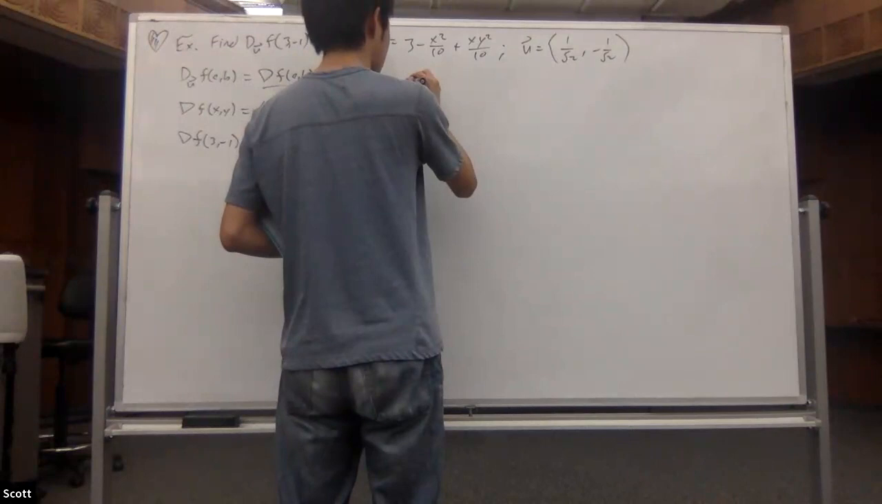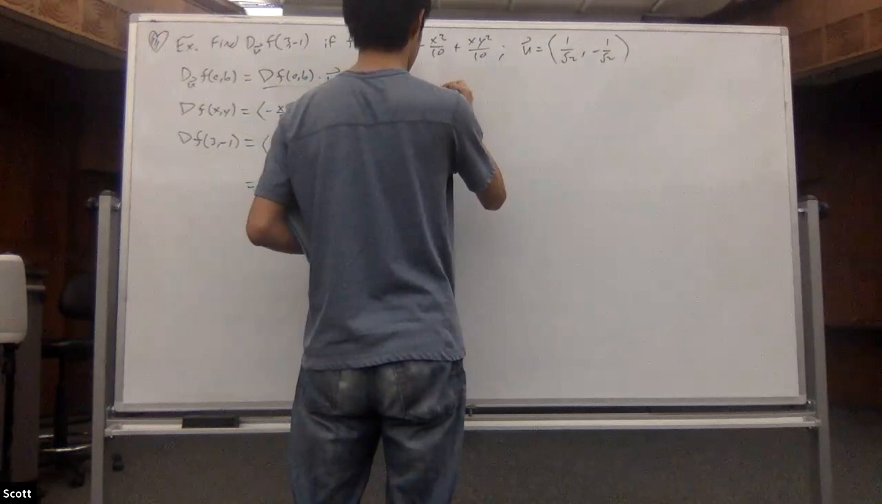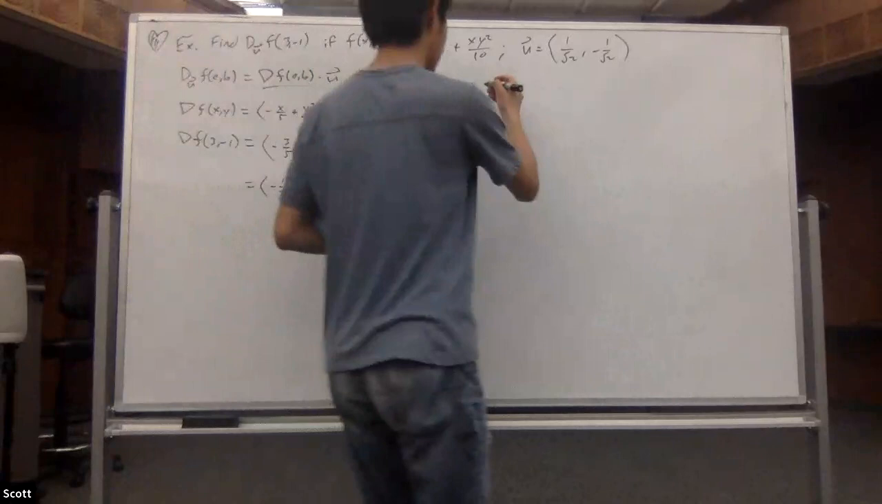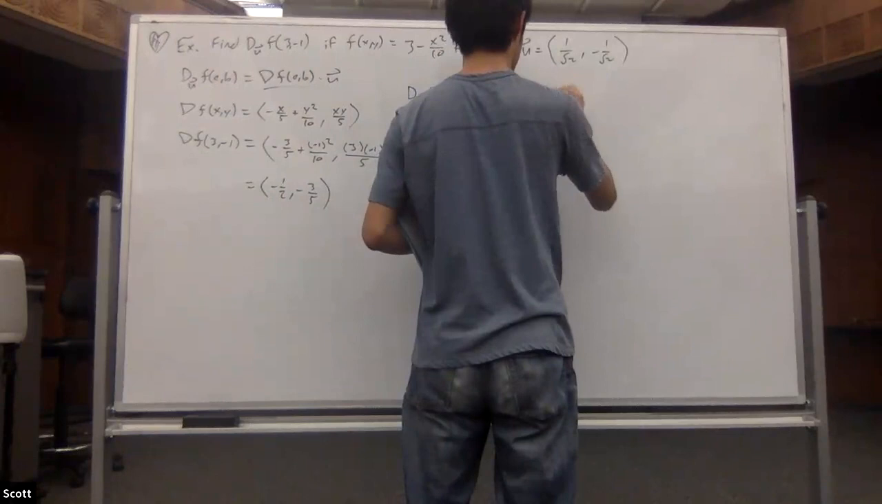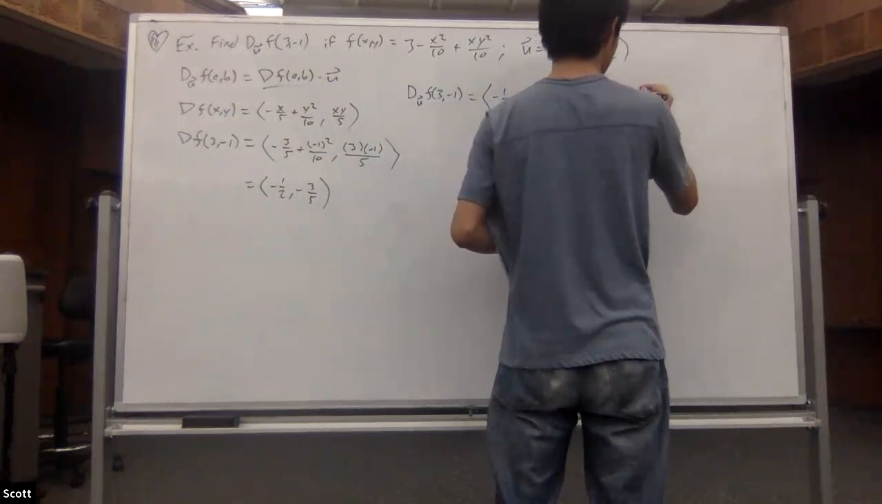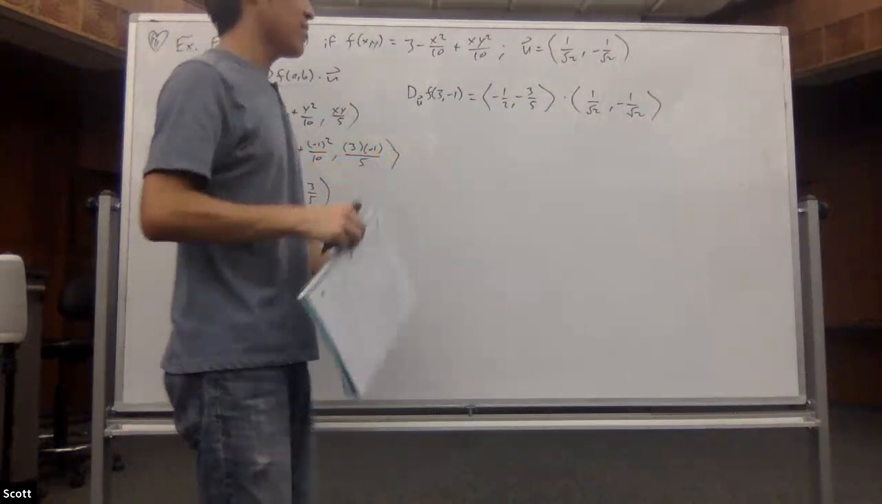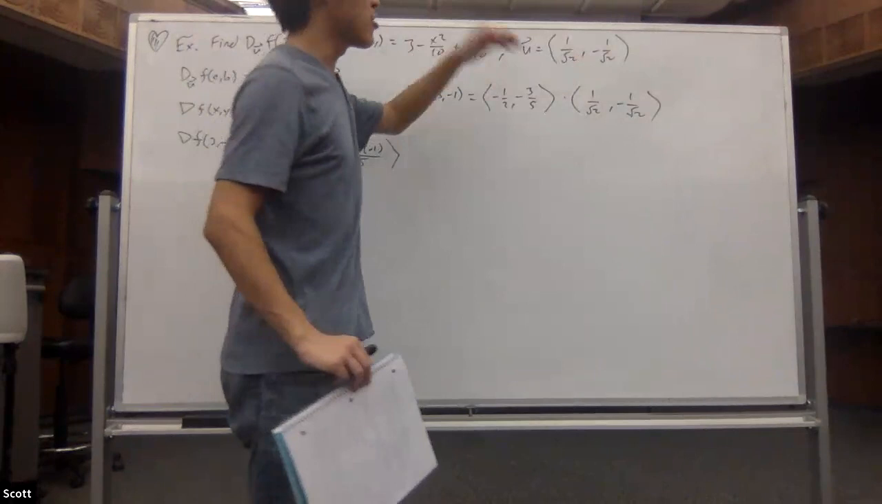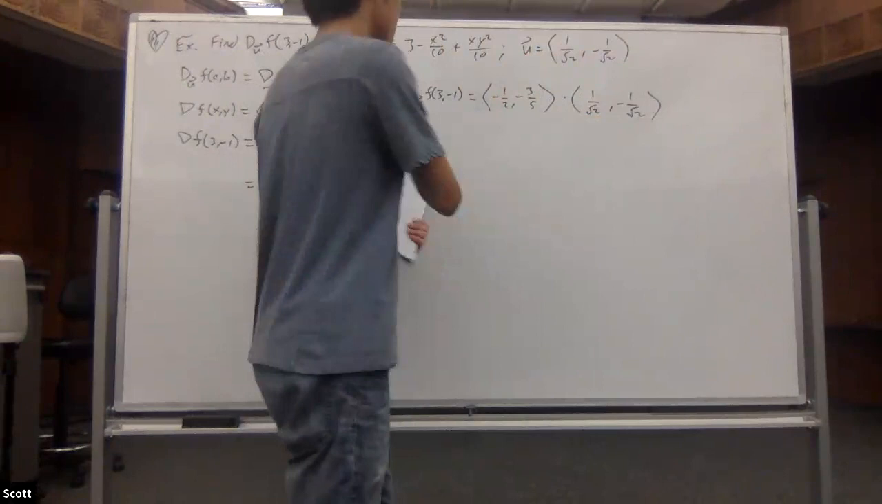So the directional derivative at u for this function at (3, -1): we have the gradient at our point, so that's this vector, minus 1/2, minus 3/5, dot u, and u is given to us. Well, sometimes it won't be given to you as a unit vector. So here's a caveat: you'll be given a direction, but it won't necessarily be a unit vector. Just know how to turn that vector into a unit vector first, and then plug it in. But that's more common sense.